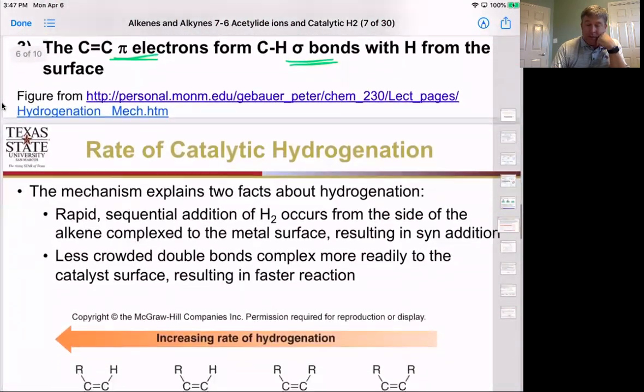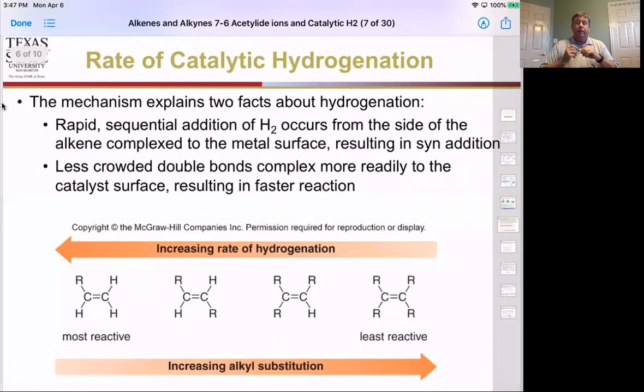Okay, so we have different rates available to us in this catalytic hydrogenation, and the mechanism explains two facts about this. First of all, it's a rapid sequential addition of hydrogen that occurs on the side of the alkene complex to the metal surface. So the alkene has to come down first, okay? The other thing is that the less crowded that double bond is, the easier it is for it to come down on this surface.